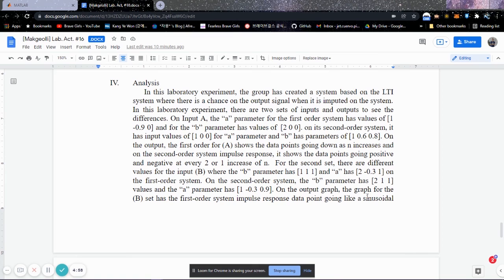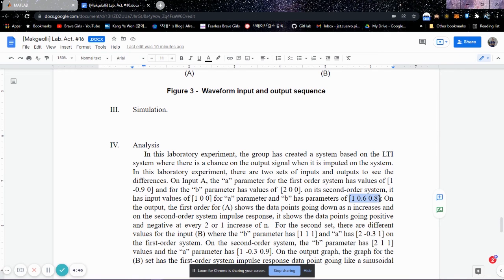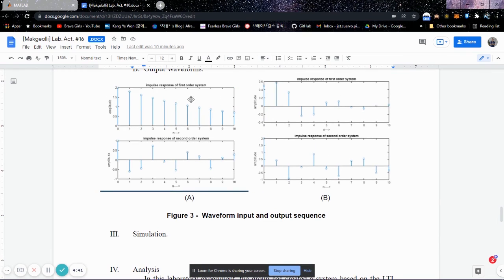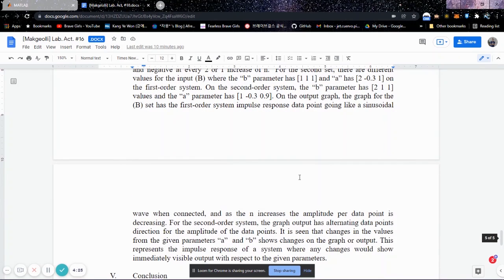For the analysis, it was discussed earlier that there are differences in the parameters in input A and B, and set A and B are in this form. You can see the changes in the graph on the first order and second order and compare it to the other set, since there are tweaks or changes on the parameters A and B for each given code for the LTI response.